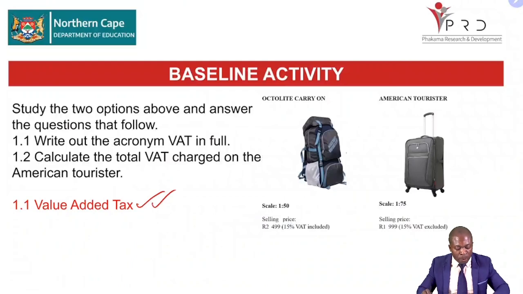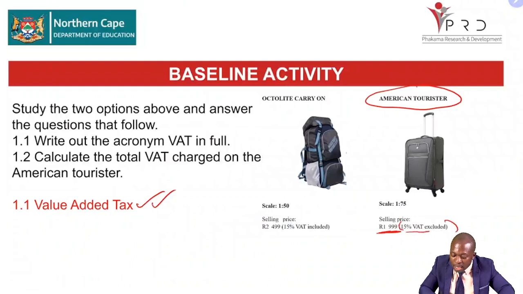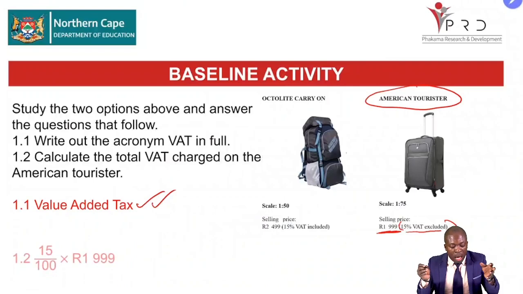You know, we're getting somewhere. How about the second one? It says calculate the total VAT charged on the American Tourister. Where is the American Tourister? Is it the first one or the second one? The second one there, American Tourister. But what information do we need in order for us to answer this question? Look closely. They said the price is 1,999 Rand, but look at what is written inside the bracket. This says VAT exclusive. Exclusive, there's no VAT. So they want us to find out how much VAT we have to add on to that.